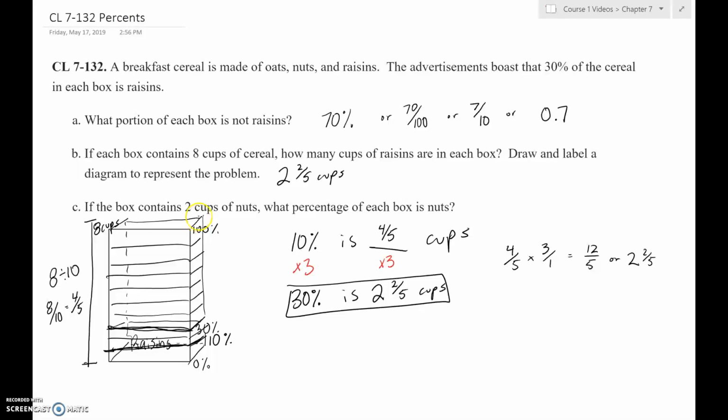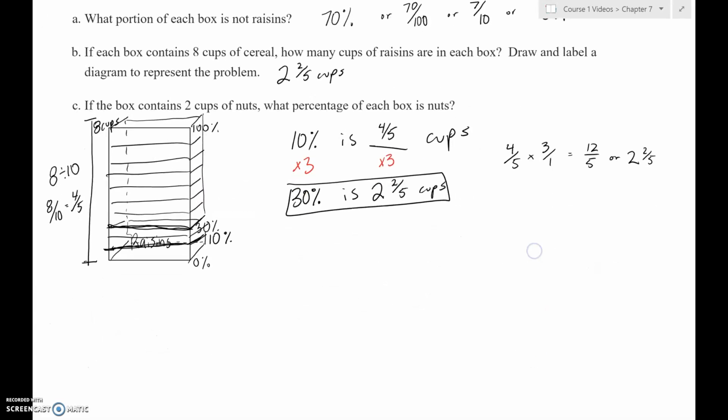So if the box contained 2 cups of nuts, what percentage of each box is nuts? Well, if nuts are 2 cups, what portion is that? For C, we would just need to say there are 2 cups out of how many total cups? 2 out of 8 total cups, which is 1/4. And 1/4 as a percentage, I just know that's a quarter, so 25%.